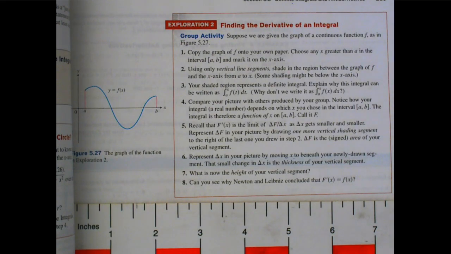So I guess number 4 reflects what I just said here. Compare your pictures with others produced by your group. Notice how your integral, which is a real number, depends on which x you chose in the interval from a to b. The integral is therefore a function on a to b, and we're going to call it capital F.